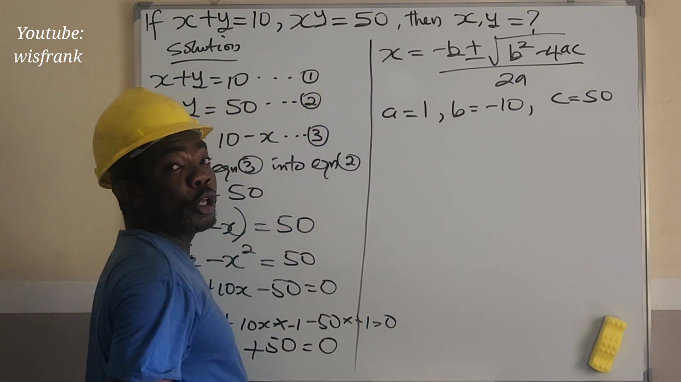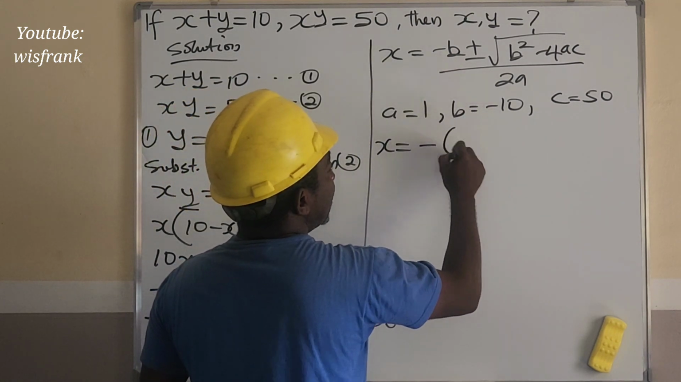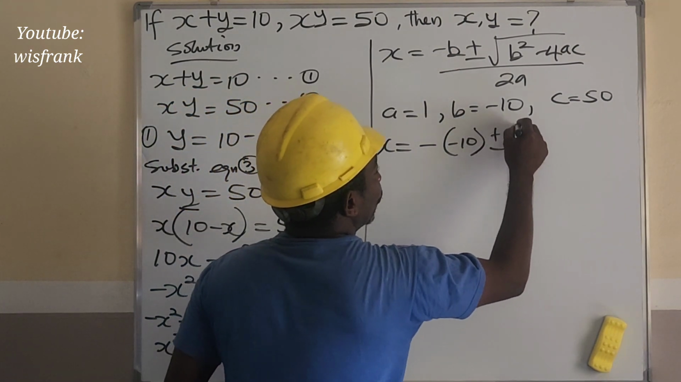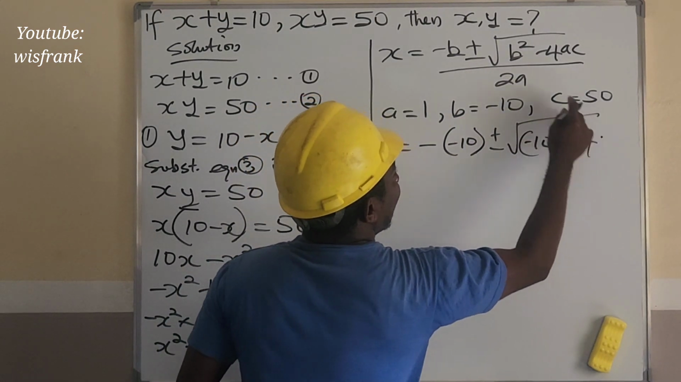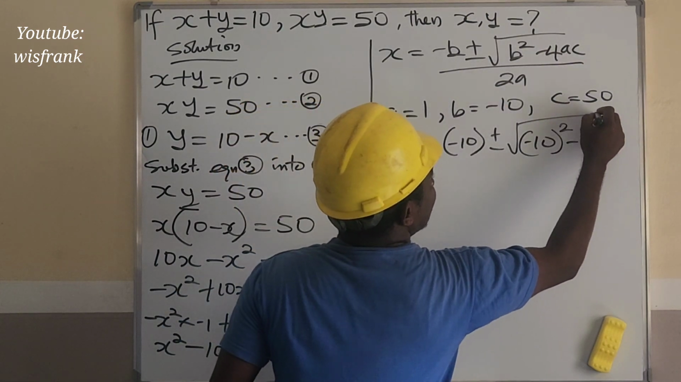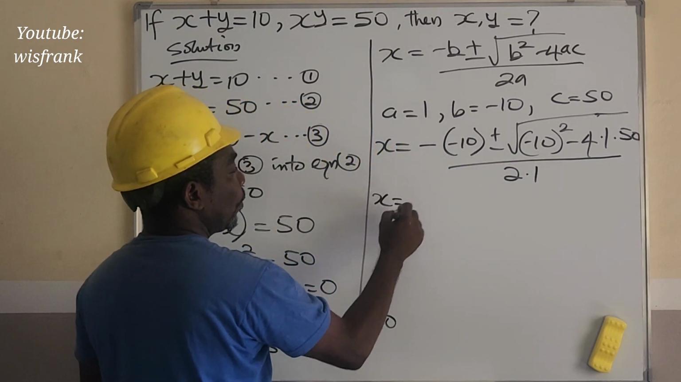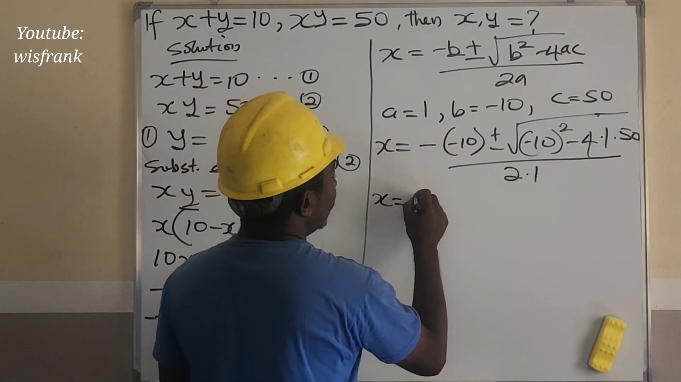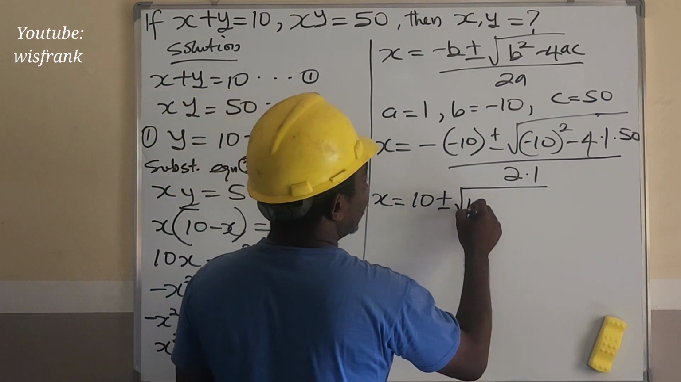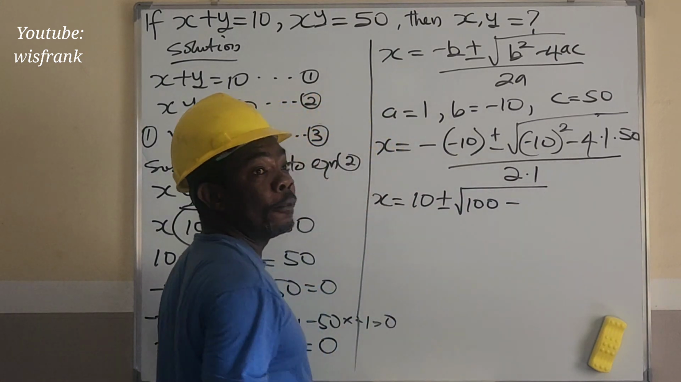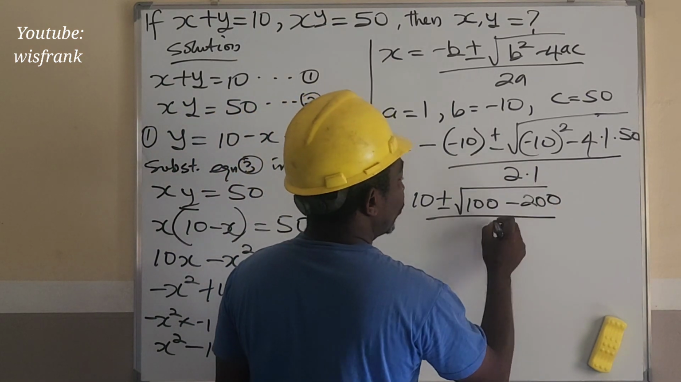Substituting these parameters into the quadratic formula, we have the value of x equals minus b, which is minus minus 10, plus or minus square root of b to the power of 2, which is minus 10, all to the power of 2, minus 4 times a, our a is 1, times c, our c is 50, all over 2 times a. So in this case, our x equals minus times minus 10 equals 10, plus or minus square root of minus 10 to the power of 2 gives us 100. Then minus 4 times 1 times 50 will give us minus 200, all over 2 times 1, which is 2.